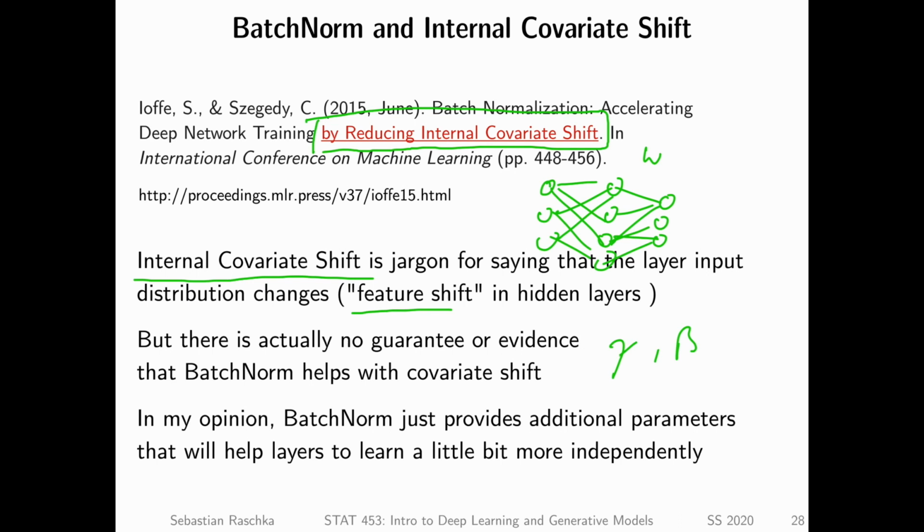So maybe batch norm just helps because we have more parameters. There would be an easy way to test this actually by just increasing the number of parameters in the network without, let's say, using exactly batch norm, but using some other scheme and see whether that helps.